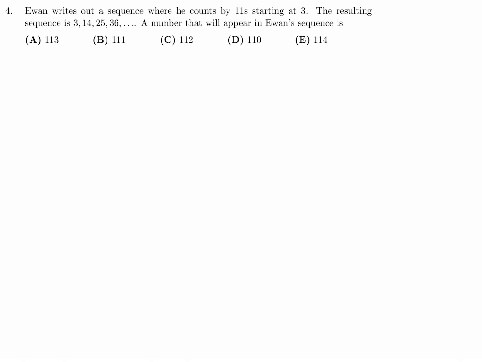E1 writes out a sequence where he counts by 11s starting at 3. The resulting sequence is 3, 11, 25, 36, and so on. A number that will appear in E1 sequences. You are just adding 11 each time, right? So you're starting at 3, then you're adding 11, and then 11, and then 11, and so on. If you keep going like that, you'll eventually get to 102, 113, 124, and so on. So as you can clearly see, 113 is part of that sequence. So number 4, the answer is A.